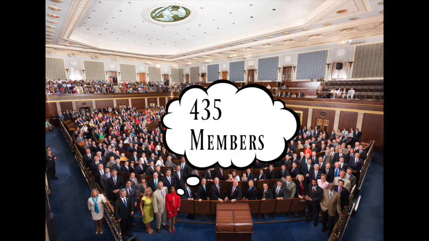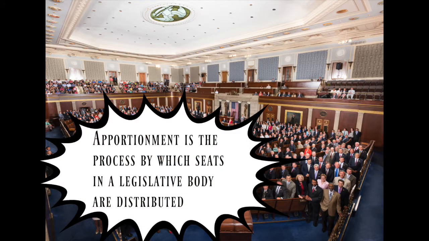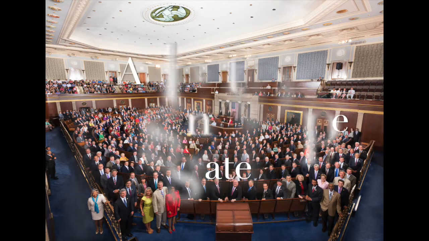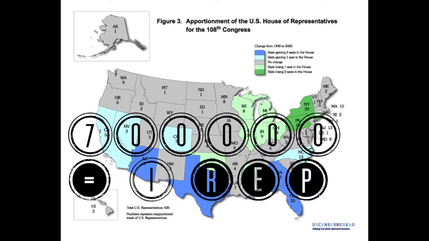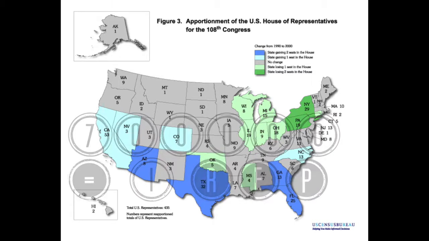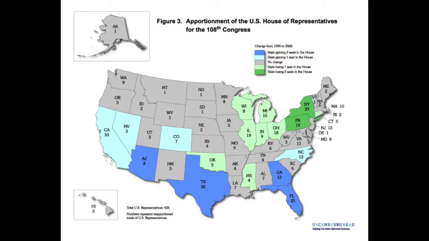The exact size of the House of Representatives today is 435 members. It's not fixed by the Constitution, but it is set by Congress. The Constitution provides that the total number of seats in the House of Representatives shall be apportioned, or distributed, among the states on the basis of their respective populations. Each state is guaranteed at least one seat, no matter what its population. Today, each of the 435 seats in the House represents an average of over 700,000 people. With the Reapportionment Act of 1929, Congress and the Census Bureau can determine the number of seats each state should have based on population. How many representatives does your state have?